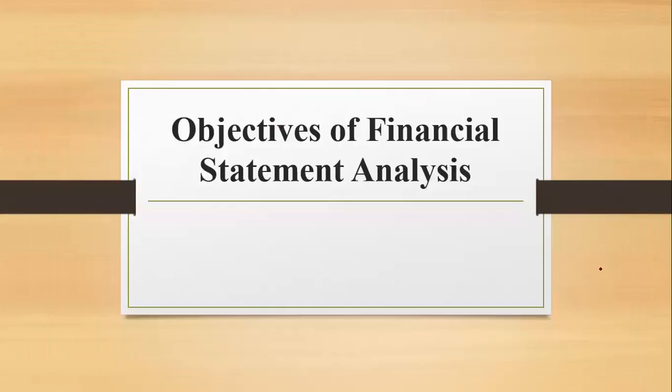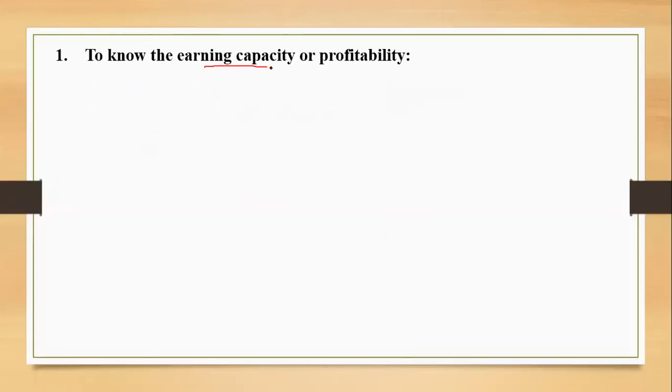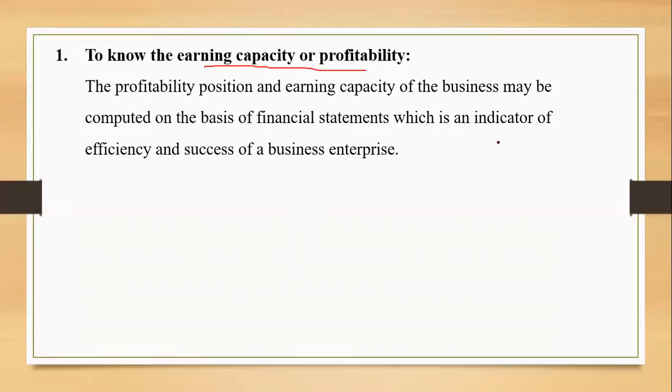Next is objectives. Objectives of financial statement analysis. What is the need to do the analysis of financial statements? Number 1 is to know the earning capacity or profitability. To know the earning capacity or profitability is very, very easy, and this is the main reason for preparing the statements also. I just want to know the profitability position, because it is an indicator of efficiency and success of a business enterprise. If I see that the profit earning capacity is increasing, that indicates the efficiency of the management, efficiency of the company, and every investor would like to invest in the same company. So that is one thing.